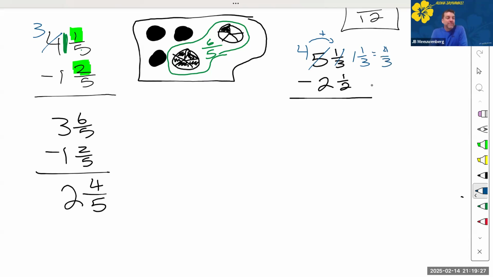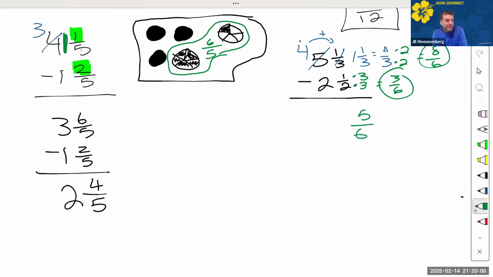But we still need to get a common denominator between our fractions. I probably should have even done that first, because I already knew this was going to happen. You should have noticed that you needed to get those common denominators first. Multiplying this by 2 and this by 3 gives us 8/6 here and 3/6 here. What are we going to subtract? 8/6 minus 3/6, which is 5/6, and 4 minus 2, which is 2.